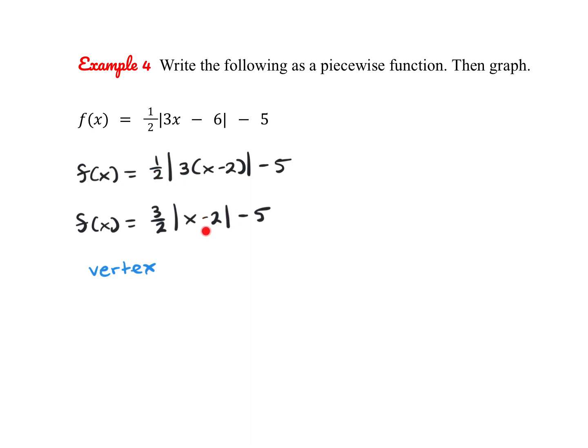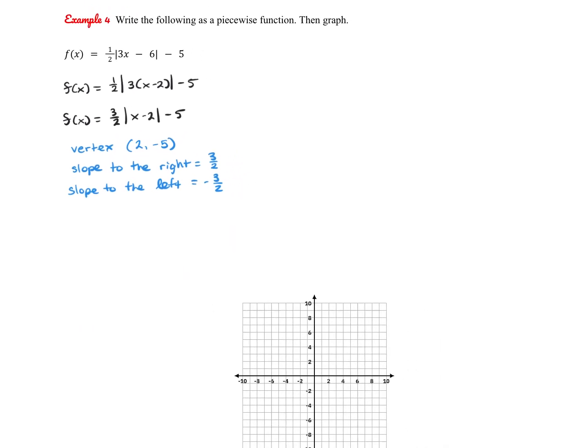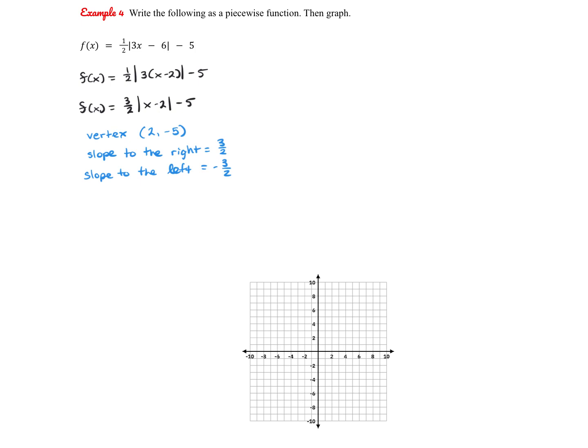So here I can see that my vertex is going to be positive 2, negative 5. Remember, whatever's next to the x is always opposite, but whatever is outside, it stays the same. And then I see that the slope to the right of my vertex is positive 3 over 2, and the slope to the left is going to be negative 3 over 2. So that will give us enough to graph.